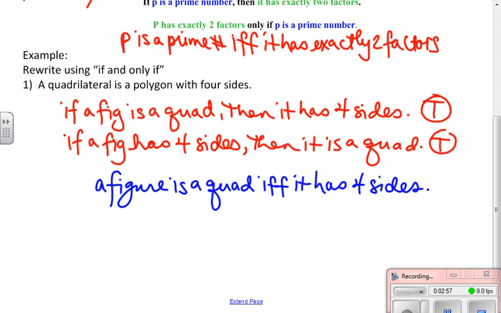And all math definitions come from biconditionals. If I know a quadrilateral, I get four sides. If I know four sides, I get quadrilateral. It works forward and backward. That is only true in biconditionals.